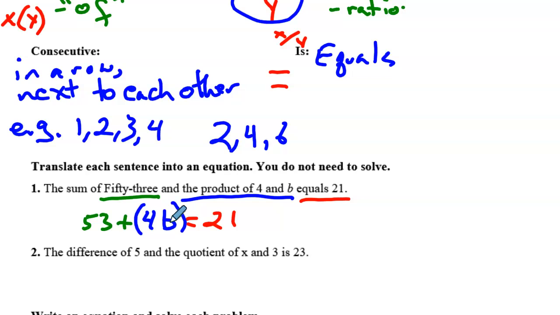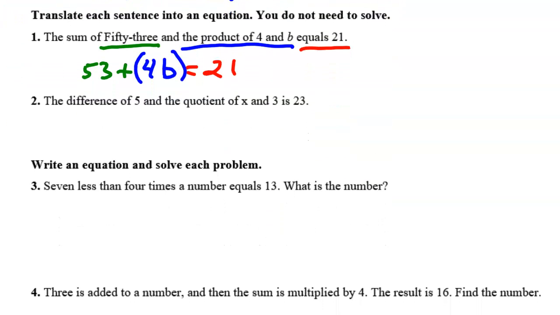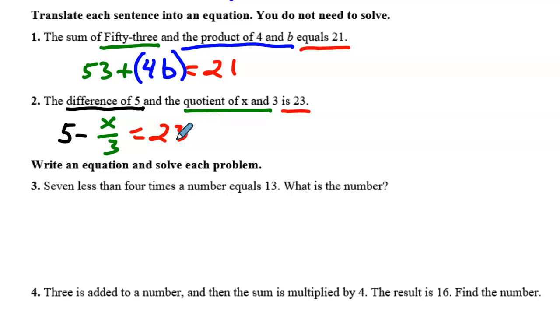In that case, the difference of 5 and the quotient of x and 3 is 23. So we're going to go through those step by step. We'll say difference of 5, quotient of x and 3, is 23. That's translated. So now we can go ahead and try some of these next ones.